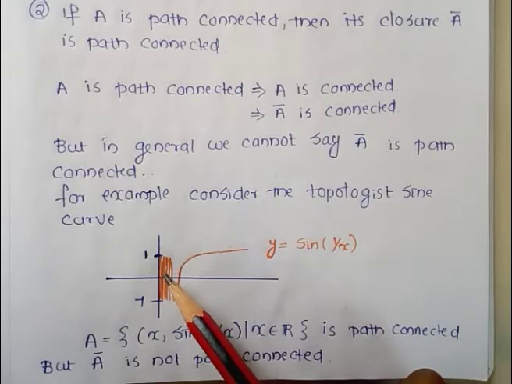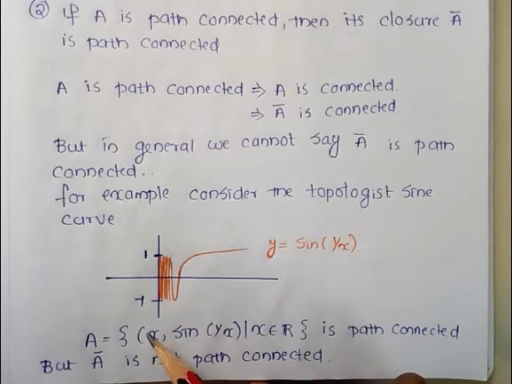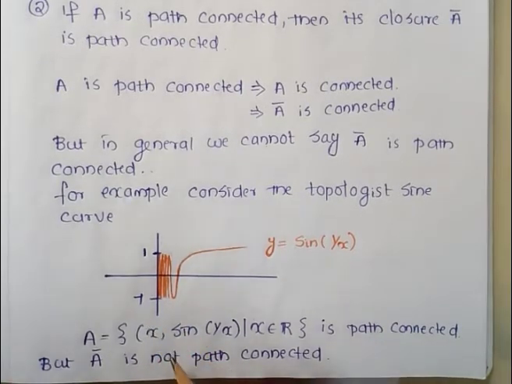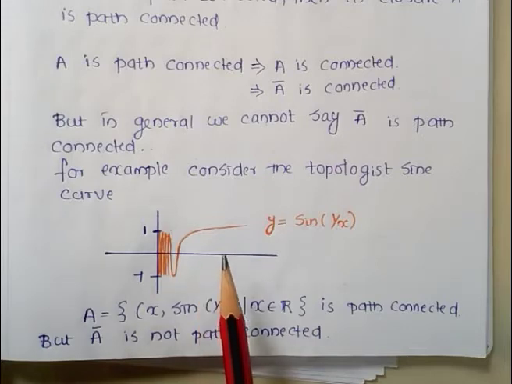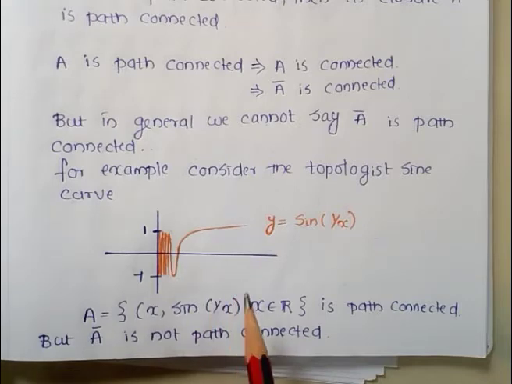But if we take the A closure, the region of the y-axis between -1 and 1 is included in that curve. We say that region is not path connected by simply verifying the graph of this curve. So we get A equal to the set of all (x, sine 1 by x) such that x belongs to R is path connected, but its A closure is not path connected. So we get an example which is path connected, but its closure is not path connected. So our second option is also false.